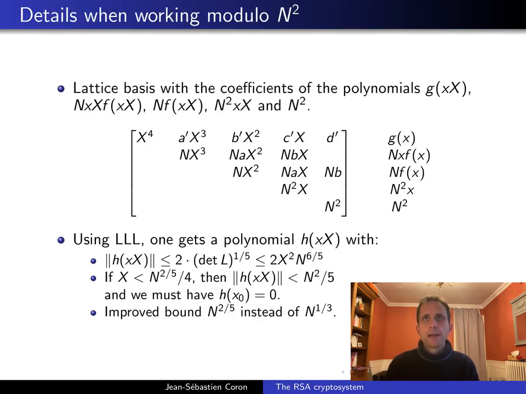So let's do this. When working modulo n squared, as previously, we are going to write the coefficients of these polynomials in the matrix, and we replace the small x by the big X in the matrix, where big X is the bound on the root x0. So the first row corresponds to the polynomial g of x. So we have x to the 4 and the other coefficients of the polynomial. And the second polynomial is big N times x times f of x.